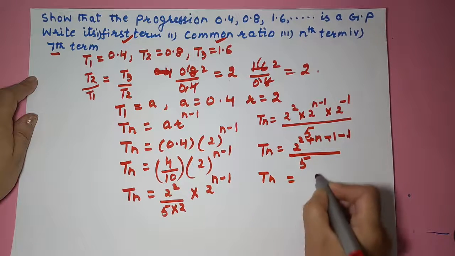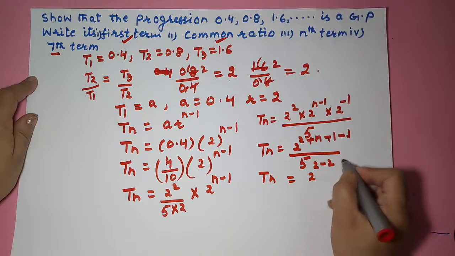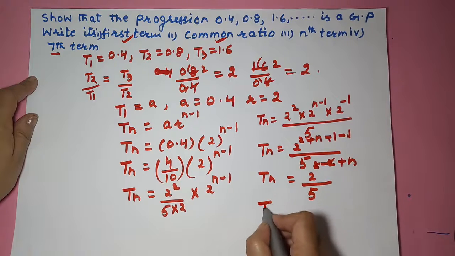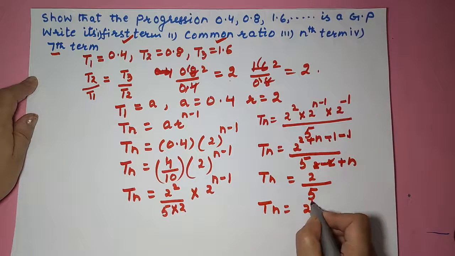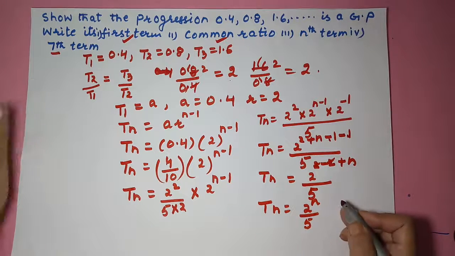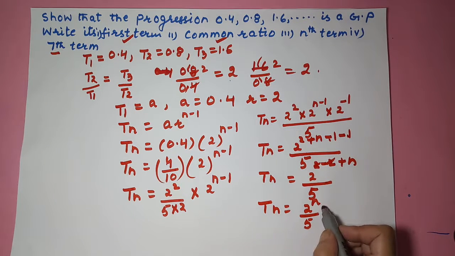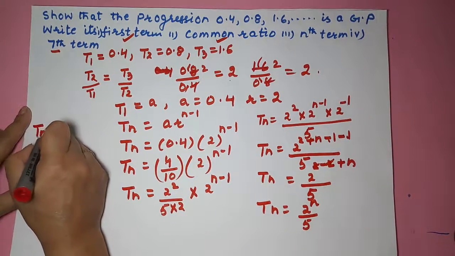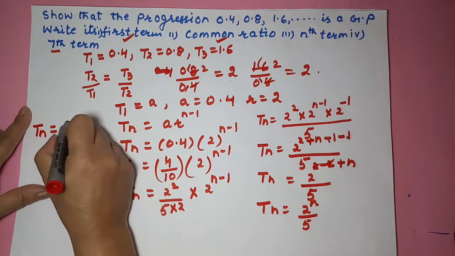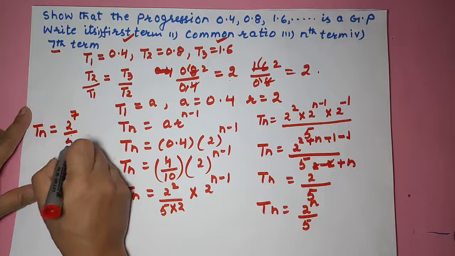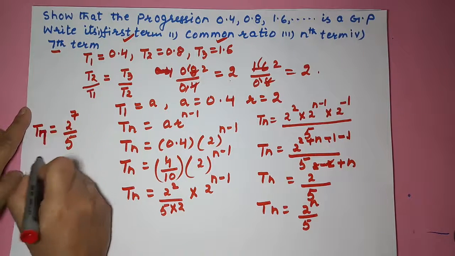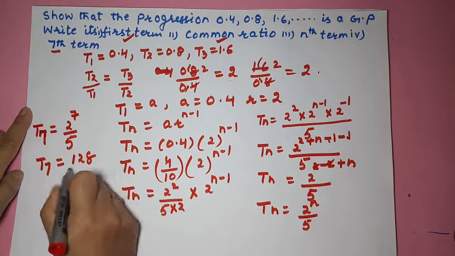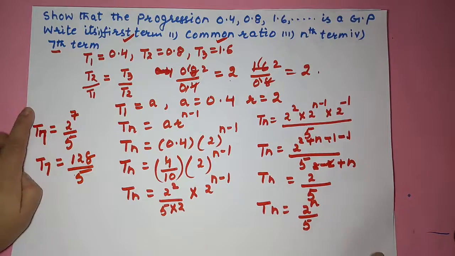So Tn is equal to 2 raised to 2 minus 2 plus n. This and this will go and I will have 5 in the denominator. So my Tn is equal to 2 raised to n upon 5. Right? This is my nth term. Now using this nth term, I have to find the 7th term. Now how do I find T7? I will replace n by 7 over here. So 2 raised to 7 upon 5. Okay, this is the 7th term. So my T7 is equal to 2 raised to power 7, which is 128, divided by 5. This is my answer.